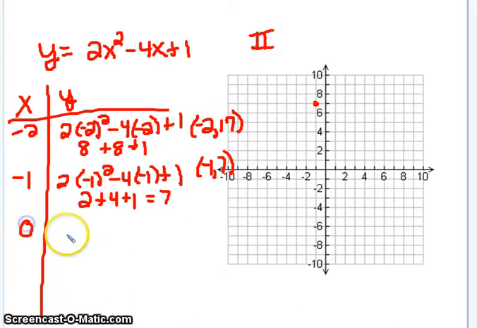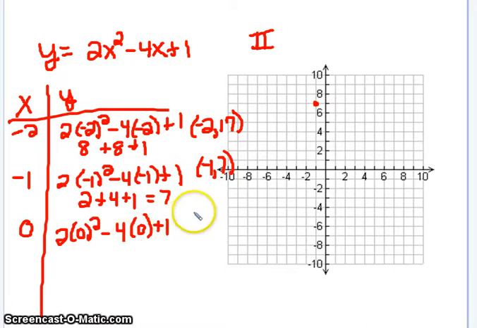If I plug in a 0, I get 2 times 0 squared minus 4 times 0 plus 1. So we know 0 and 0, nothing's over there. So it's 0, 1. So we're right there.